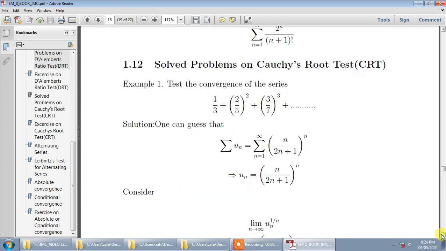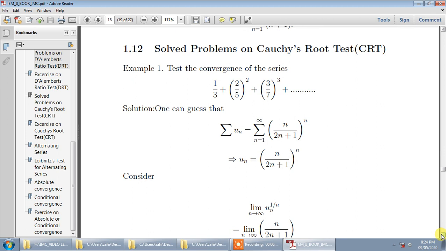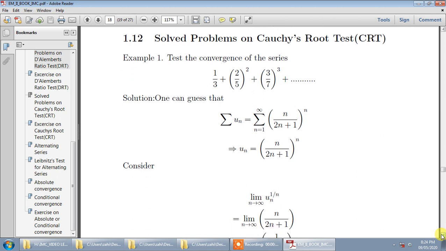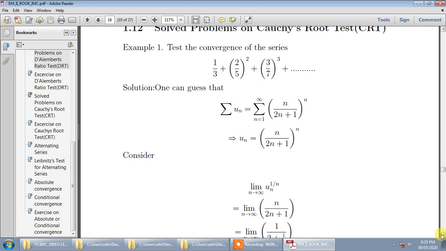Now let us have the problems on the second last part of this unit, that is, problems based on CRT, Cauchy's root test. So again, let us have Cauchy's root test. What is Cauchy's root test?